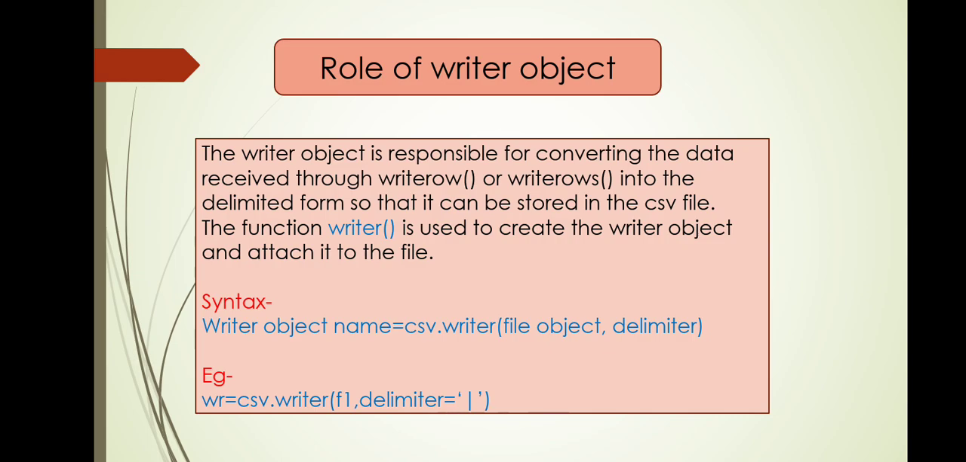Let's see the example I have given. wr is the name of my writer object, is equal to csv.writer. Within brackets I have written f1, that means f1 is the file object name, comma, delimiter is equal to the pipe symbol. So here the file will be created with the delimiter as the pipe symbol.